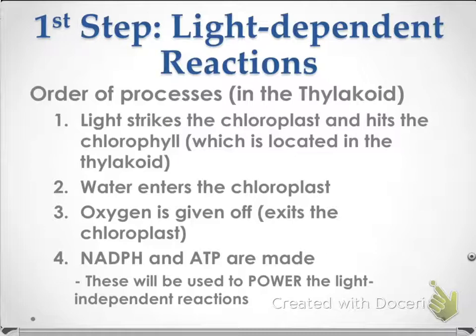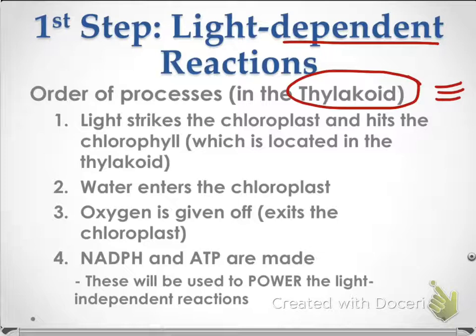So step 1 then is the light dependent, meaning it needs light. So this happens in the thylakoid. Once again, the thylakoids are those little things that you see on the left side of our chloroplast picture. So light strikes the chloroplast and hits the chlorophyll. The chlorophyll is what's in the thylakoid. Okay? Then water enters the chloroplast. Then oxygen is given off.